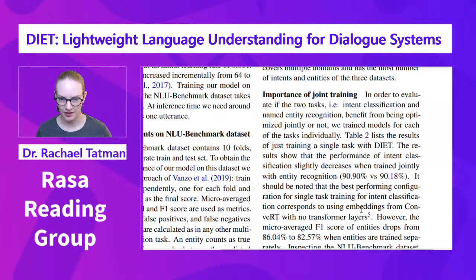Okay, and then they talk about the single tasks. The results show that performance of intent classification slightly decreases. It should be noted that the best performing configuration for single task training for intent classification corresponds to using embeddings from ConveRT with no transformer layers. So ConveRT is this dialogue-trained BERT-like model.